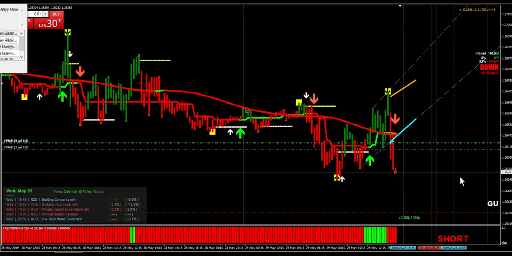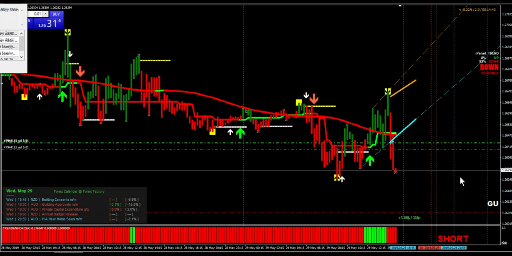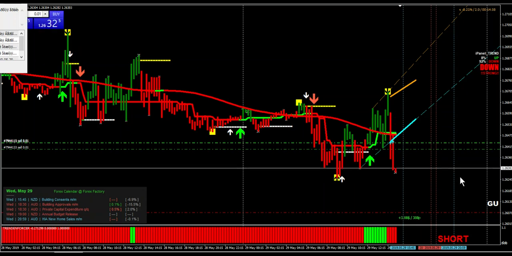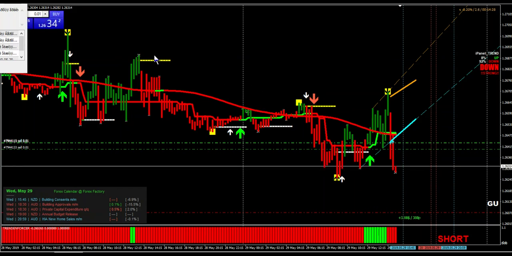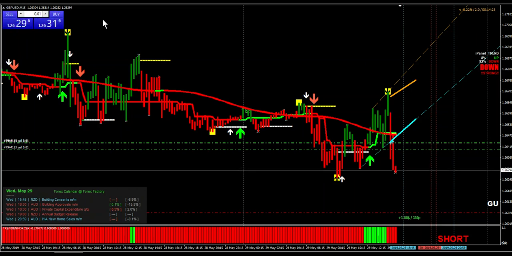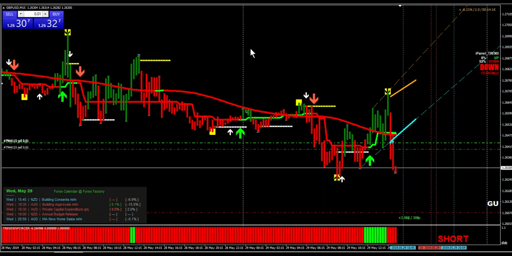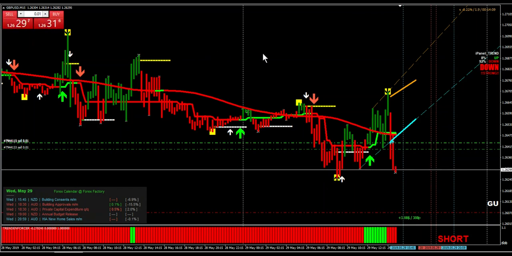We won't be in this trade too long, I can see. This is the British pound US dollar. It's a 15-minute chart. I usually only use 15 or 1 hour charts. They're both the same, just get more candles, that's all. More candles on the 15.